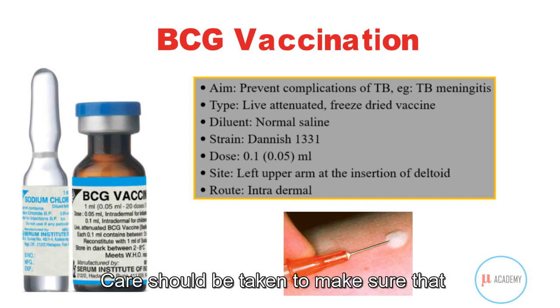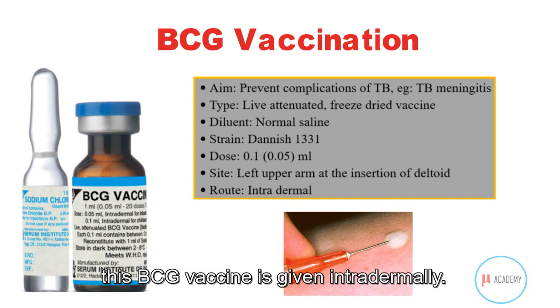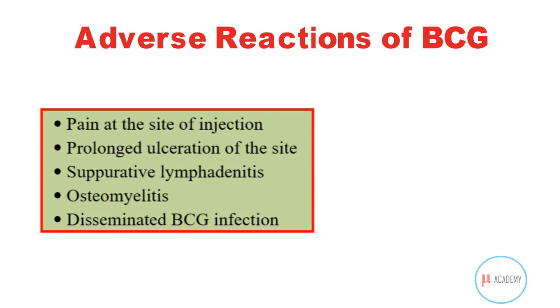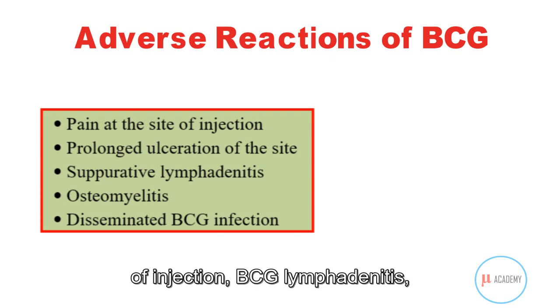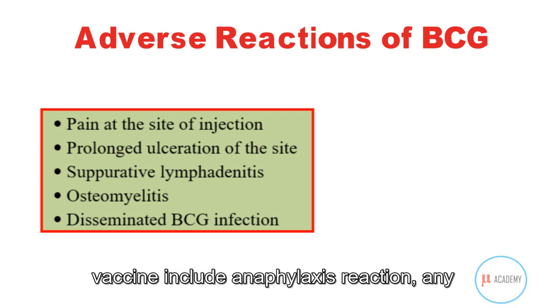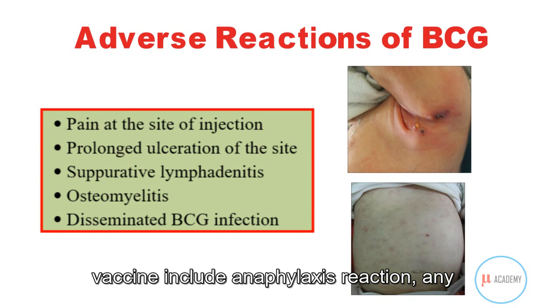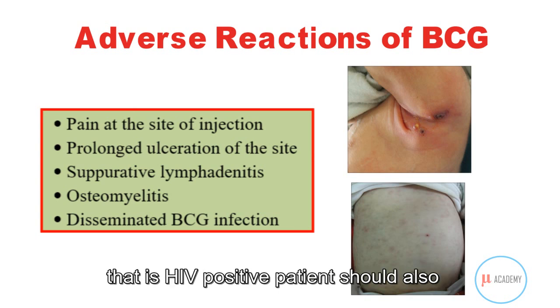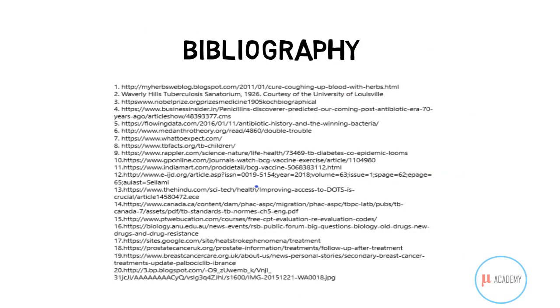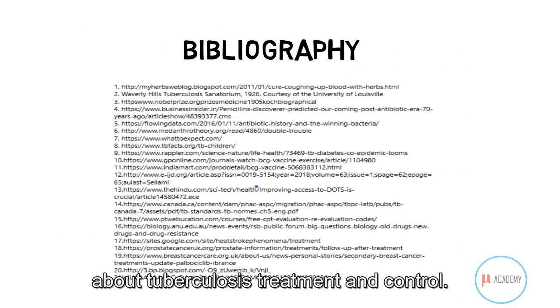Care should be taken to make sure that this BCG vaccine is given intradermally, because if it is not given intradermally, this will lead to adverse reactions which include pain at the site of injection, BCG lymphadenitis, BCG osteitis, etc. Contraindication to BCG vaccine include anaphylaxis reaction. Any patient with immunosuppressive state, that is HIV positive patient, should also not take BCG vaccine, since this is a live attenuated vaccine. So this is all about tuberculosis treatment and control.